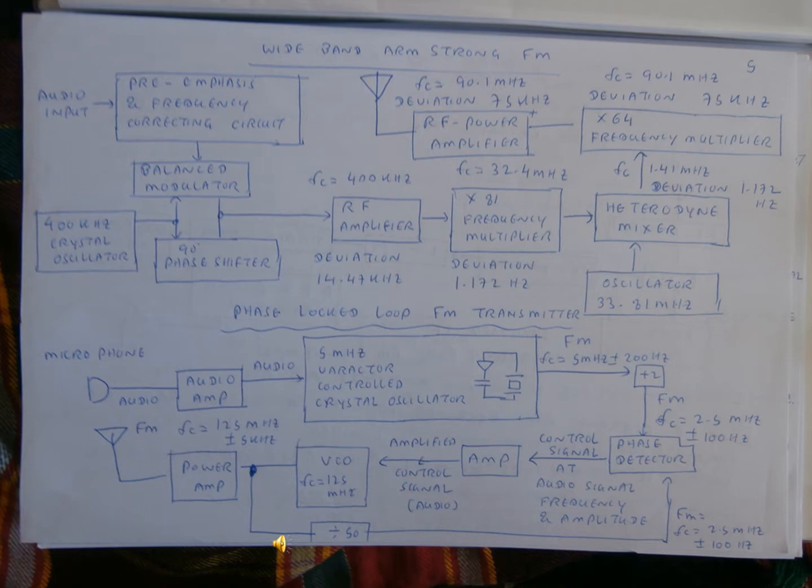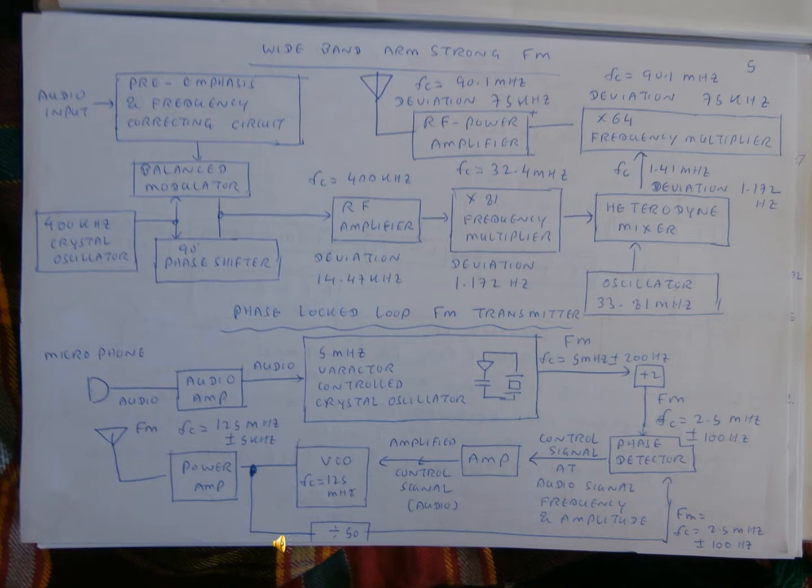Inside the radio frequency amplifier, the carrier frequency will be 400 kHz and the deviation will be 14.47 kHz. Then the output of the radio frequency amplifier is connected to the 881 frequency multiplier. In this case, the deviation is 1.172 kHz. The output is also connected to the heterodyne mixer, which is connected with the oscillator at 33.81 MHz. The output of the heterodyne mixer has a carrier frequency of 1.41 MHz and a deviation of 1.172 Hz. Then it is connected to the 864 frequency multiplier.